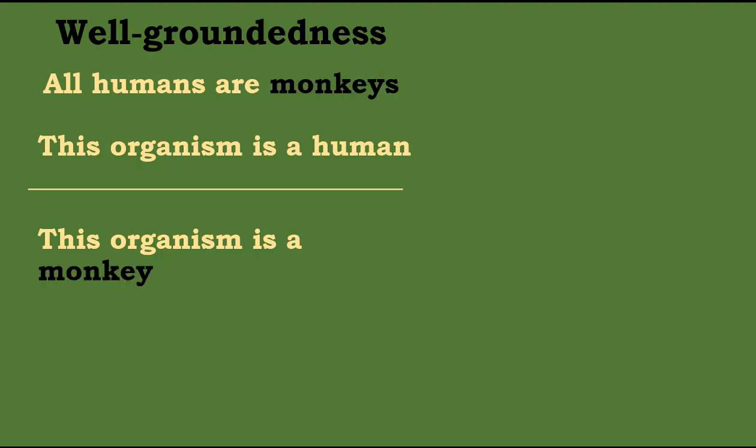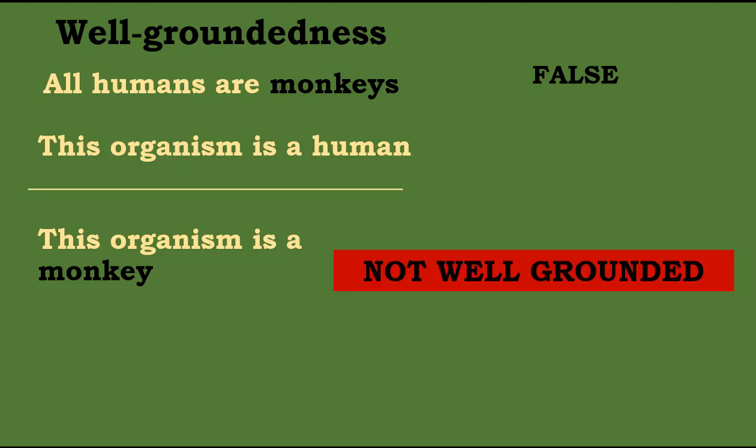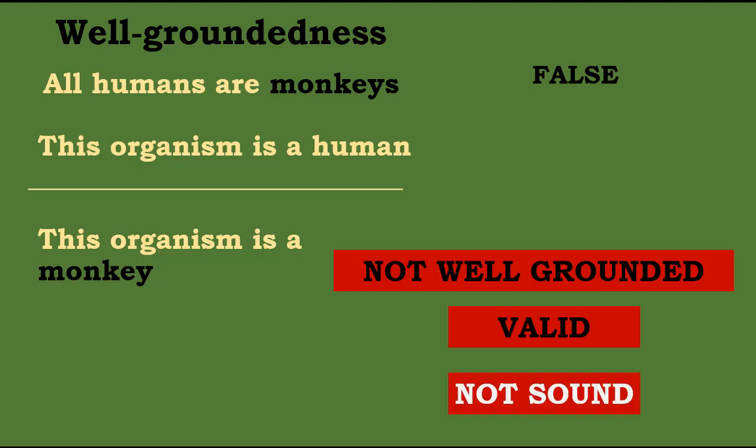Let's see the well-groundedness of the second argument, which was all humans are monkeys. Well, that's not true. We know that they are not. So that's false. That's it. Not well-grounded, because both premises have to be true in order for the argument to be well-grounded. Now, it is a valid argument. We saw that before, but we need both validity and well-groundedness in order for the argument to be sound. So it's not a sound argument.